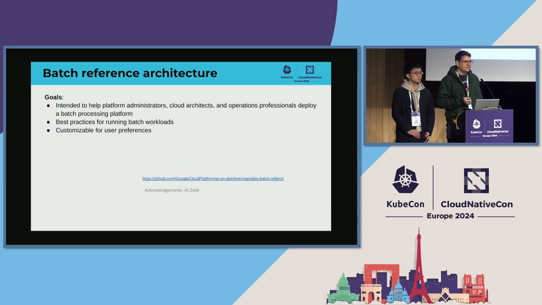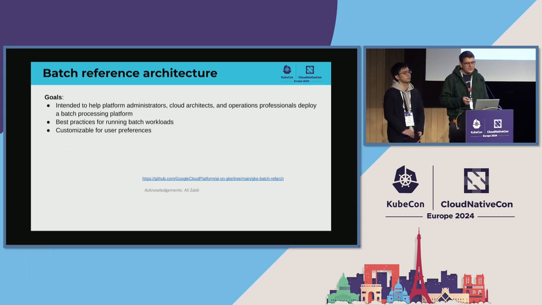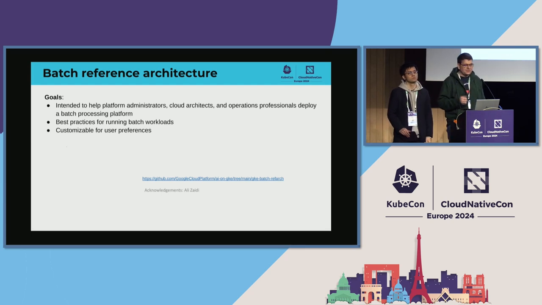Now I would like to present you the project of the batch reference architecture. The goal of this project is to help cloud architects or system architects to build platforms for running AI/ML workloads. And this is inspired by feedback from the GKE users. So it's to collect all the best practices for building such systems. It doesn't necessarily correspond one-to-one to any of the systems, but it's a kind of abstraction or recommendation of what is the starting point for building such systems. But they still can be customized per user preferences. If you are interested in more details of the project, here's the link. So I recommend you take a look at this.